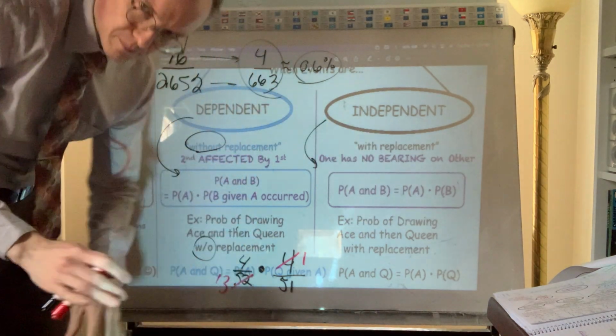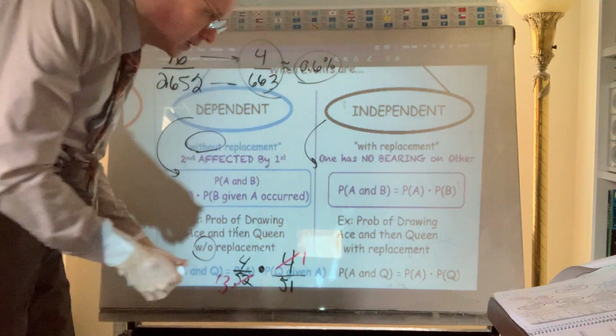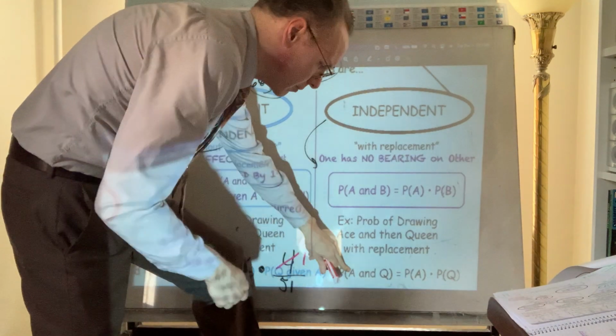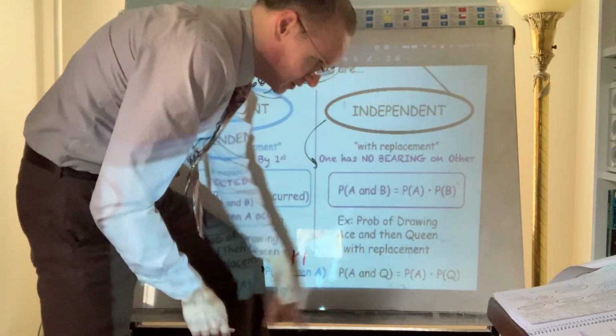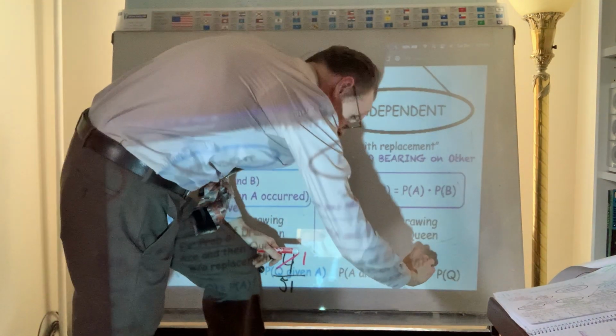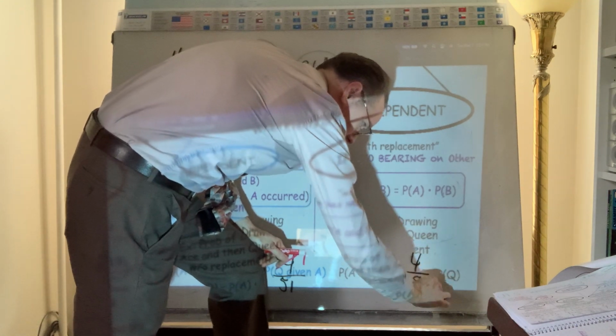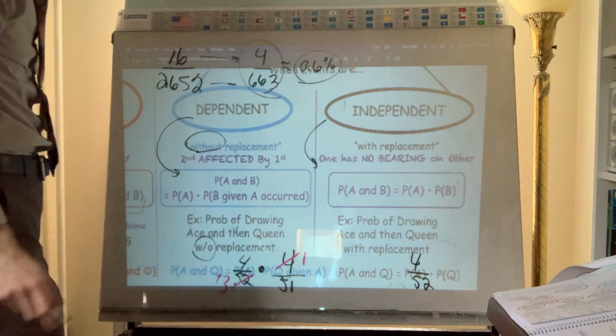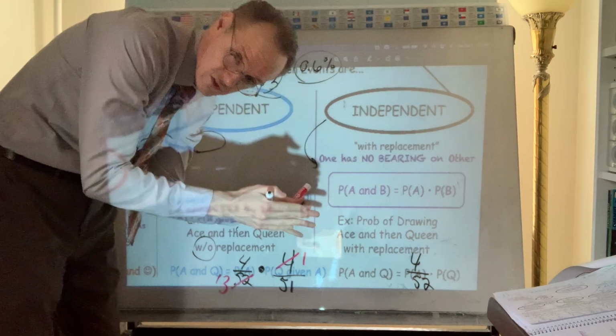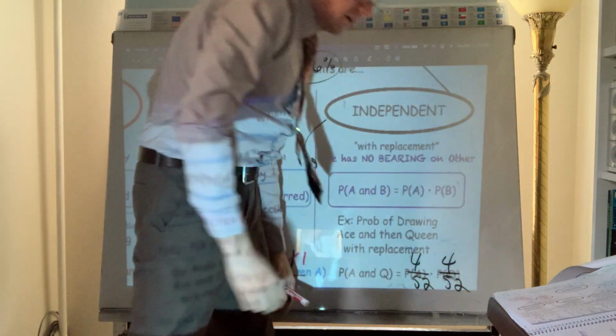For this independent example, the probability of drawing an ace and then a queen with replacement. It's a very subtle change. The probability of the first thing times the probability of the second. So it would be for the ace still 4 out of 52. But if you put the card back, now you're talking about things from the perspective of queens, it's still going to be 4 out of 52 because you put the card back.